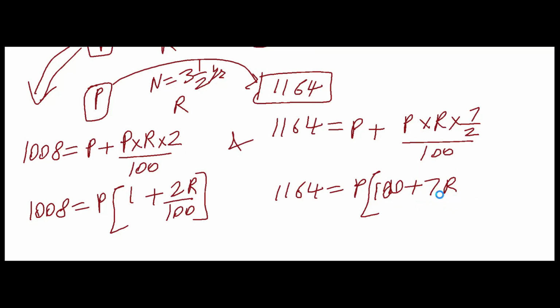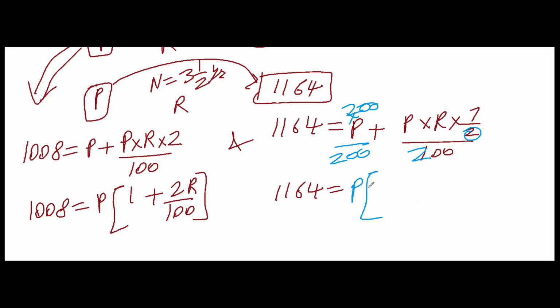So let me explain to you how I am getting this. Okay, let me explain it. So here this will become 200. This 2 will come here and this will become 200. Here 200 is not there, I am going to multiply by 200. So when I multiply by 200, first of all, P I have taken common, and 200 also I have taken common. So here I will get 200 plus 7R. That's what I am going to get.